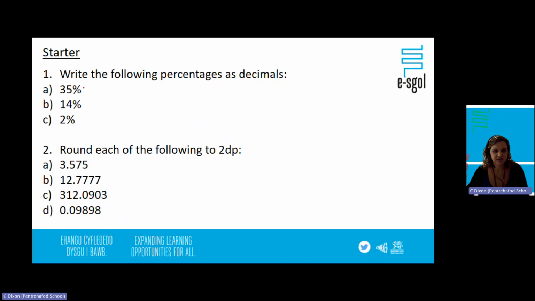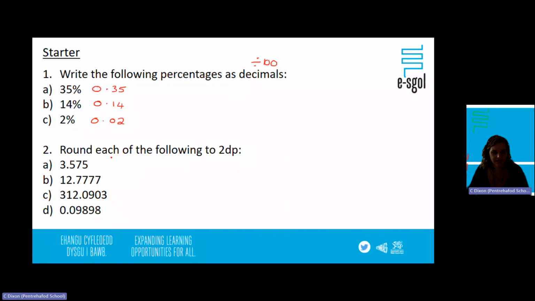Right then, if you've had a chance to do these, write the following percentages as decimals. To get a percentage as a decimal, we need to divide by 100. Remember from last session that percent means out of 100. So 35%, 35 out of 100. We divide by 100, so the digits will move 2 places to the right. So 0.35 for the first one. Again, 2 places to the right for the next one, so 0.14. And the last one, we are still dividing by 100. Moving 2 places to the right here means we have to have a placeholder of a 0. So 0.02 for that third one, the C.